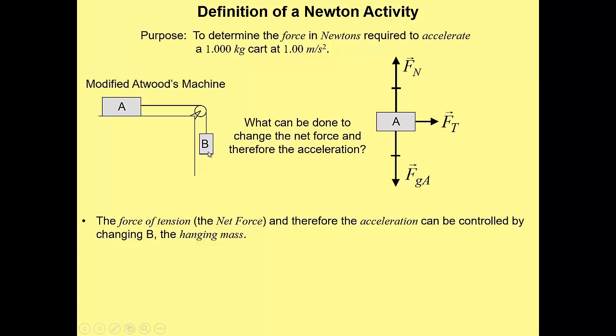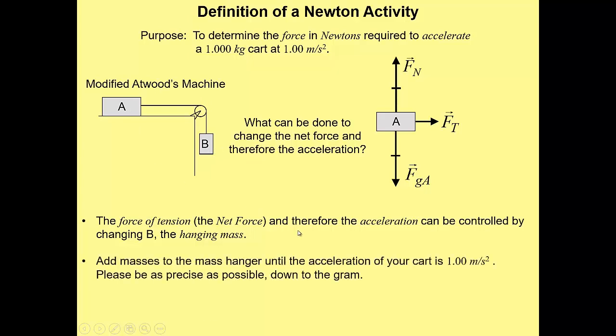So again, you've got your box of masses. You can keep adding masses to this until it makes it accelerate at 1 meter per second squared. That's the lab, people. Now be as precise as possible, down to a gram if you can. Take your time, please. This is not something to rush through. If you put another gram onto your hanging mass, it should go above 1 meter per second squared. You take one off, it probably will be just below 1.00 meter per second squared. Try to get it as close as you possibly can.